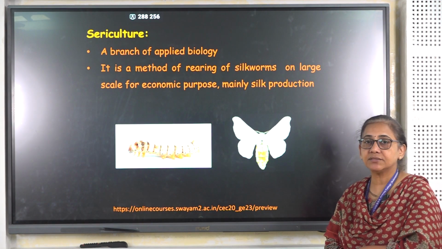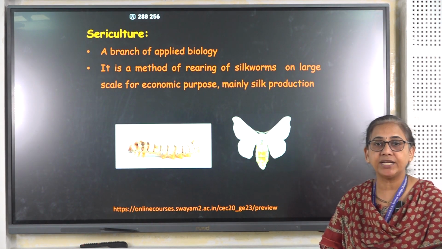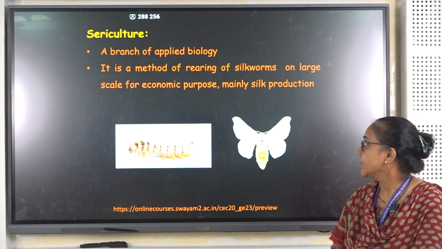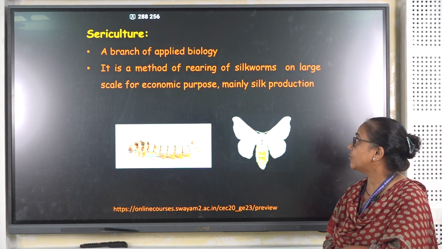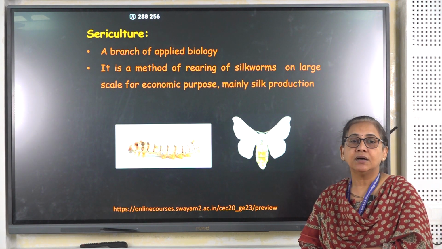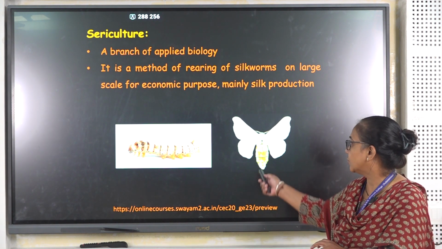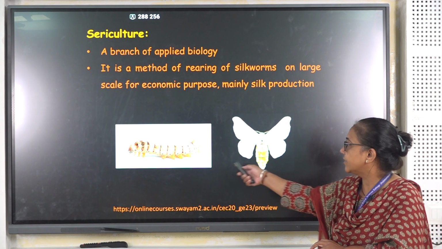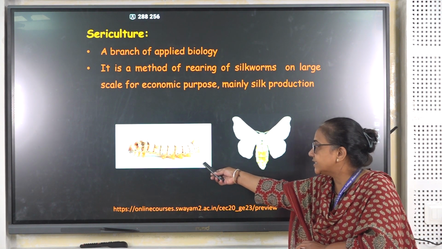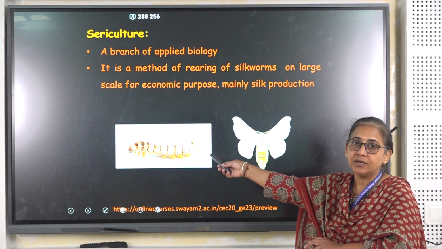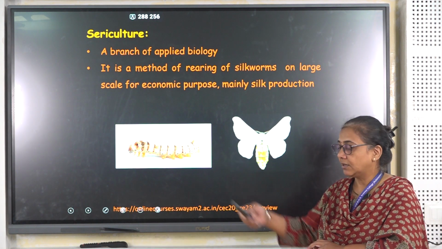The other branch that is also widely used in India is sericulture. Sericulture is a method of rearing silkworms for economic purposes, mainly for silk production. This is how the silkworm looks, and this is the larval stage of that silkworm, which is the one that is going to give us silk.